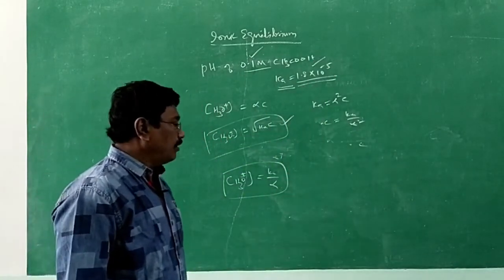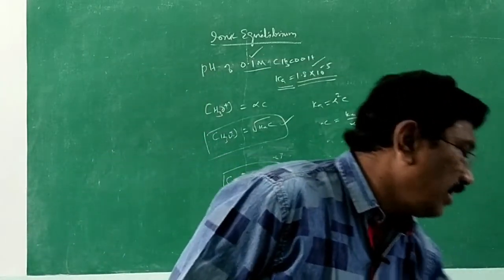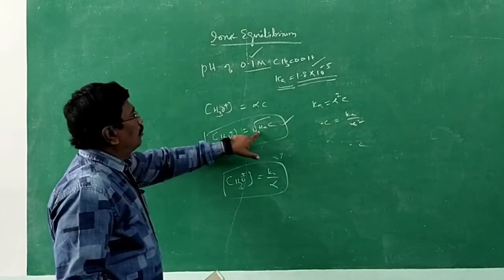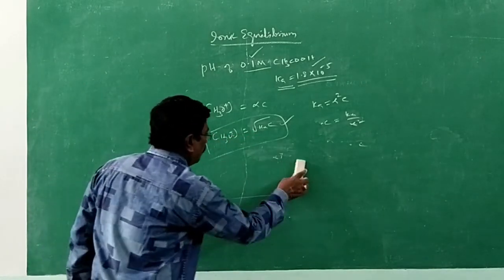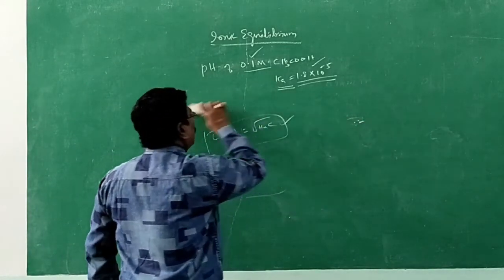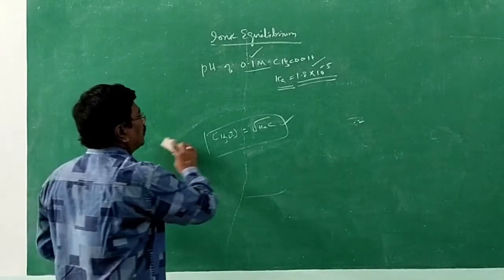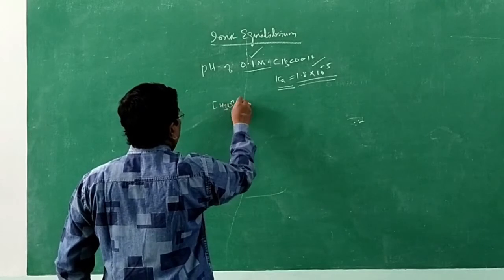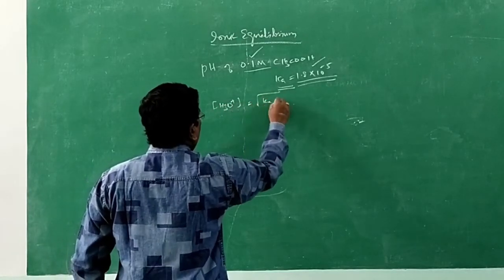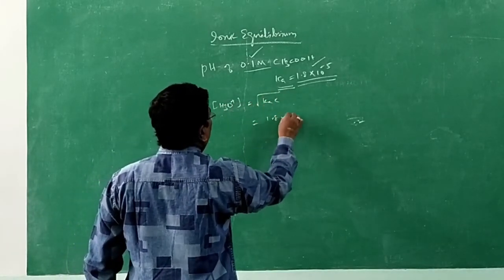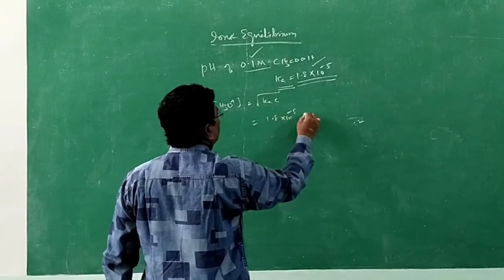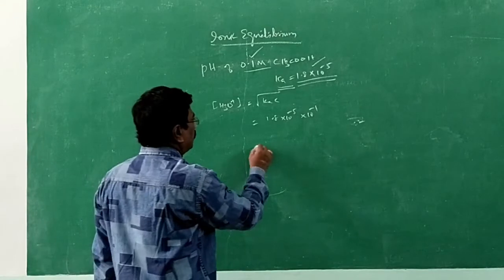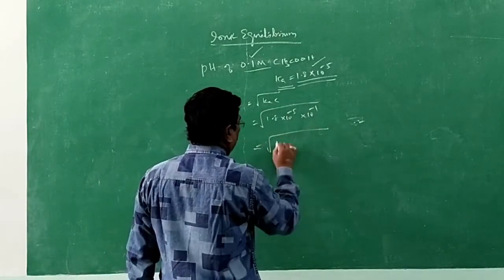Hydrogen concentration is equal to root of Ka into C. All these equations I have given on the other day. What is the value of Ka? 1.8 × 10 to the power minus 5. What is the value of C? 0.1, which is nothing but 10 power minus 1. So it is equal to root of 1.8 × 10 power minus 6.